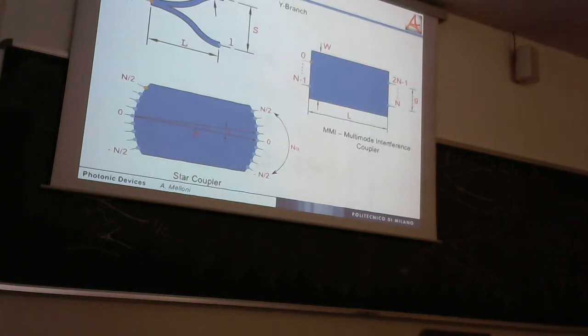So we have seen the directional coupler is not the only one to combine or split the light. Another one is the Y branch. So this that we have started now. And there are others that we will see in a while.